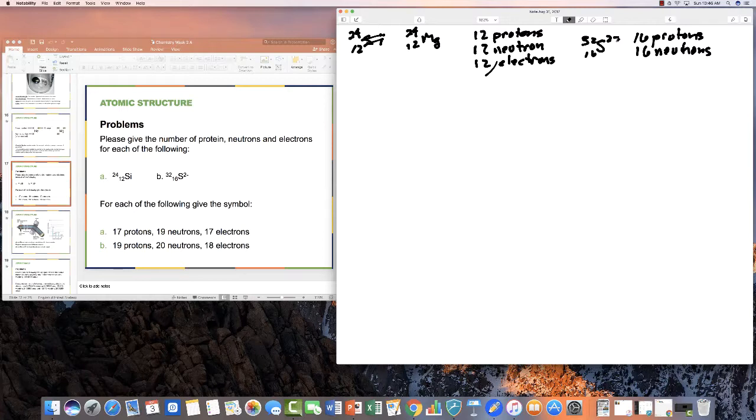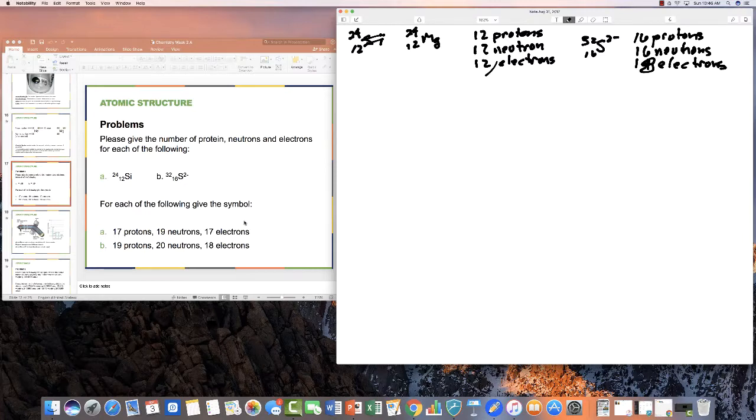And this has a -2 charge. So if you subtract a -2 from 16, you get 14 electrons. Or, I'm sorry, 18 electrons. Subtract a -2, you get 18 electrons. So there are 18 electrons, 2 extra electrons that causes the charge of -2.